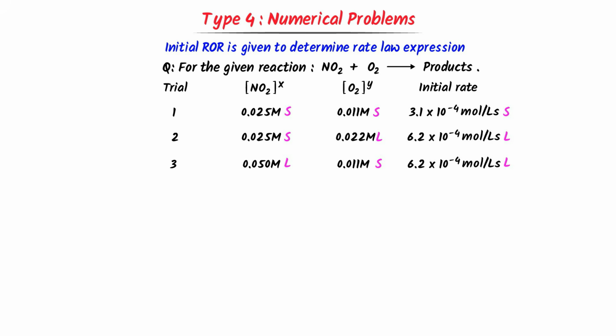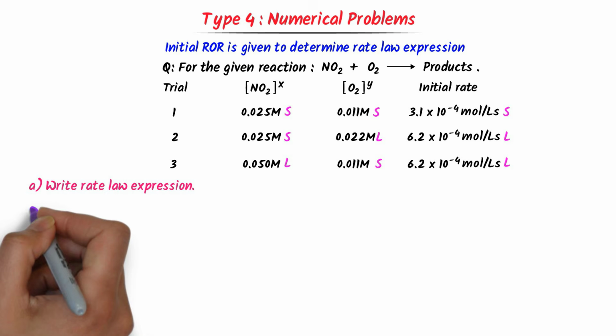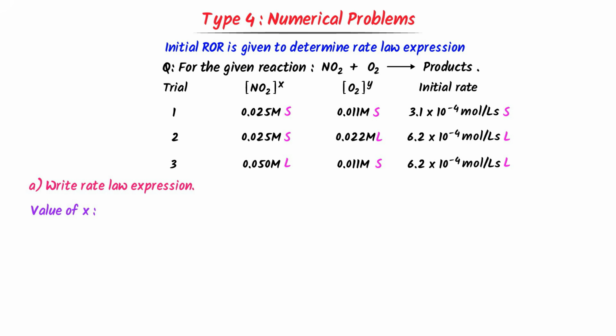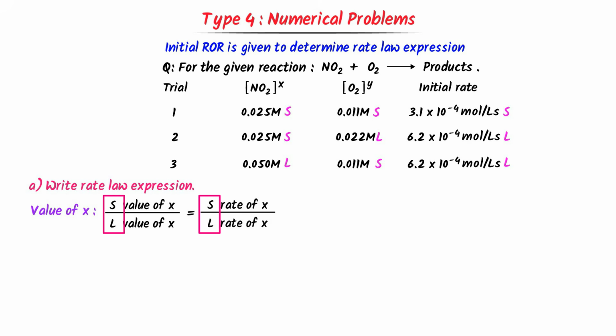In part A, we are asked to write a rate law expression for the reaction. Firstly, I will find the values of x and y. To find the value of x, I will use my personal trick. I divide smaller value of x by larger value of x is equal to smaller rate divided by larger rate. Or we just write small divided by large is equal to small divided by large.